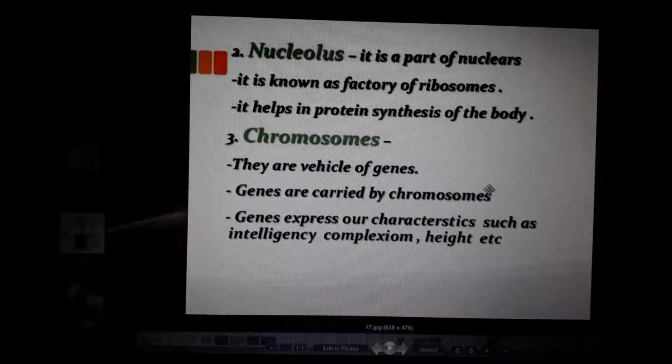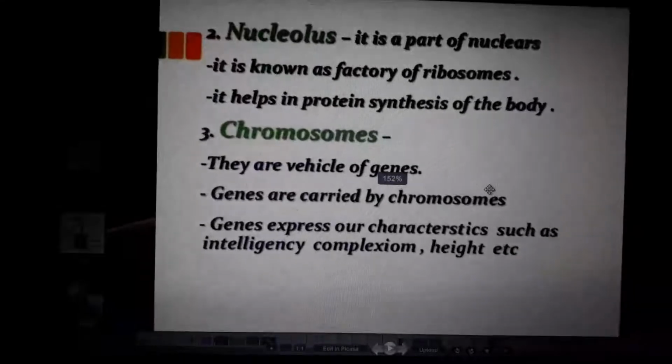Nucleolus is a part of the nucleus. It is known as the factory of ribosomes. So these ribosomes are produced inside this nucleolus, and it helps in the protein synthesis of the body. Just leave it. Chromosomes, they are the vehicle of genes. These things are present inside the nucleus. It's a very important thing. That means our traditional genes.